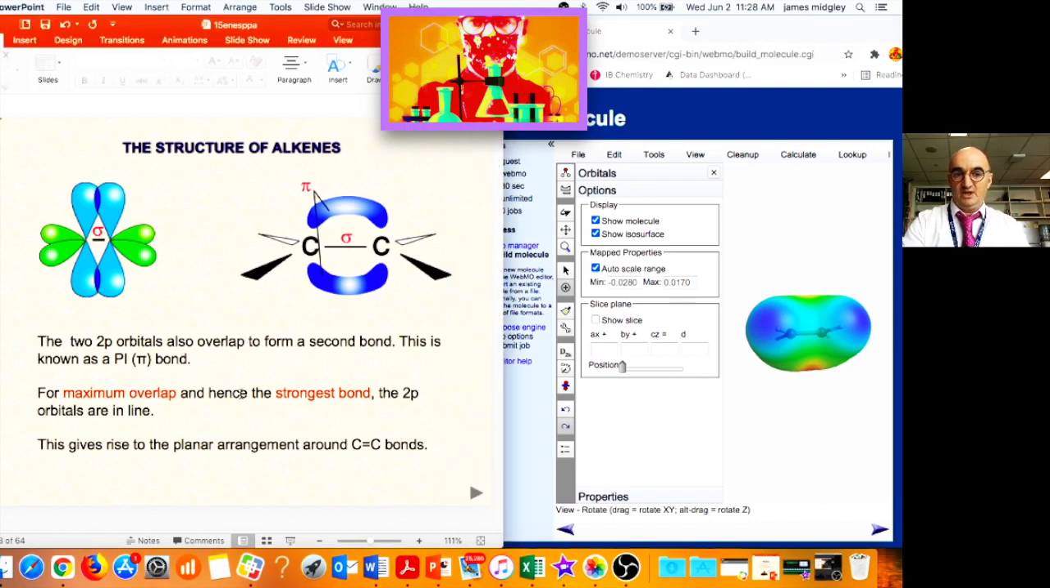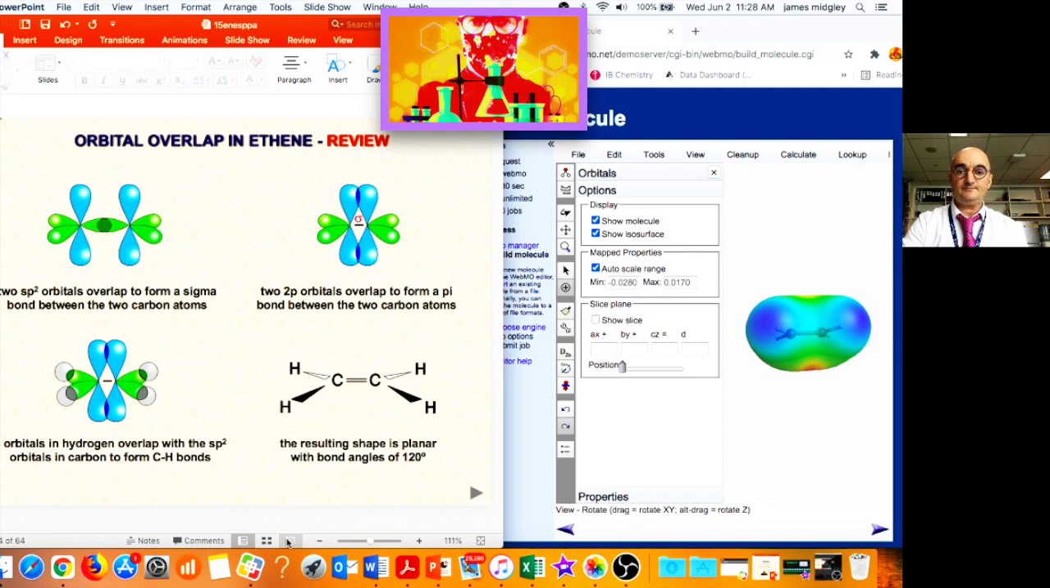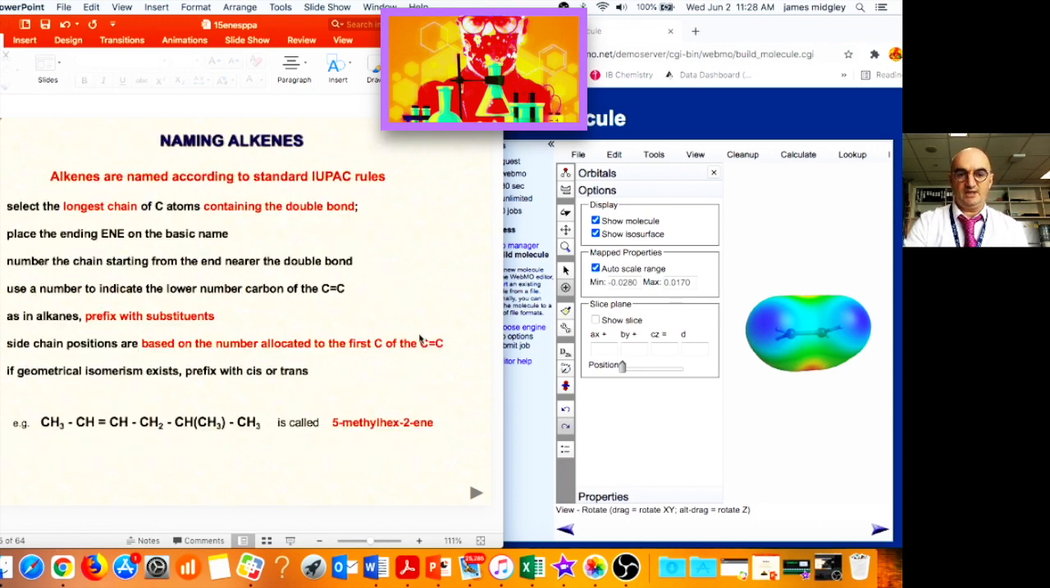Okay. For maximum overlap and the strongest bond, the two p orbitals are in line. Very good. So review, sp2, sigma bond, pi bond, this is the pi bond, beautiful drawing, better than I could ever do. Pi bond above and below, one of them, given a trigonal planar, 120 degrees. We can move on now? We can move on. Okay.